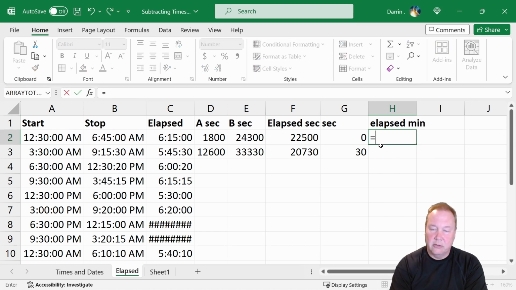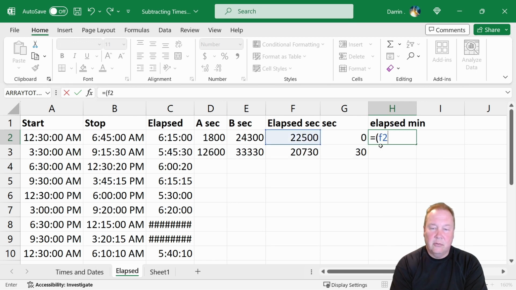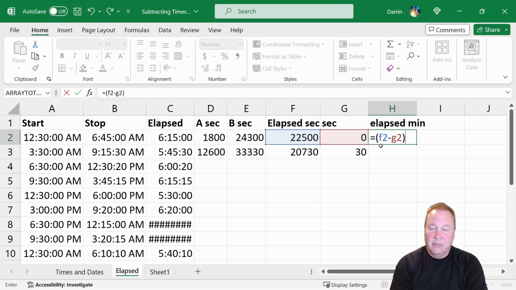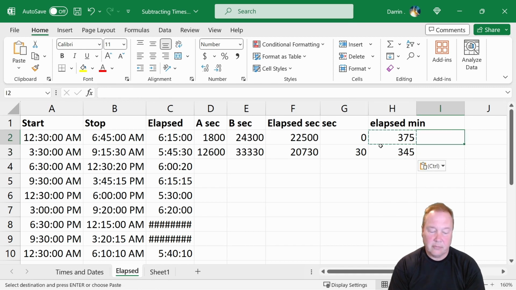And elapsed minutes is going to be H2 minus G2, which gives me the seconds that are in even hours and minutes. And we'll divide that by 60. I have 375 minutes and 345 minutes there. Okay. So this is getting a little bit nicer, a little bit easier to calculate what's in your head.